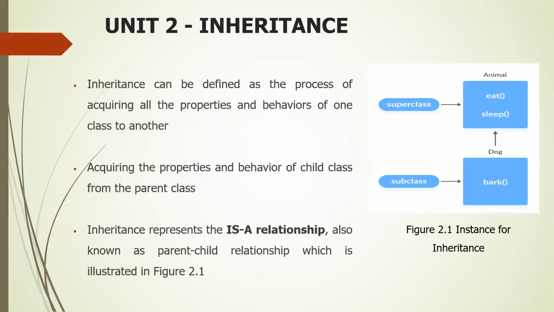What's inheritance? Inheritance is the process of acquiring all properties and behaviors of one class to another. If you have a class in Java, all its features can be used by another class. The child class acquires the properties and behavior of the parent class. So inheritance represents the is-a relationship, also known as the parent-child relationship, which is illustrated in this figure.